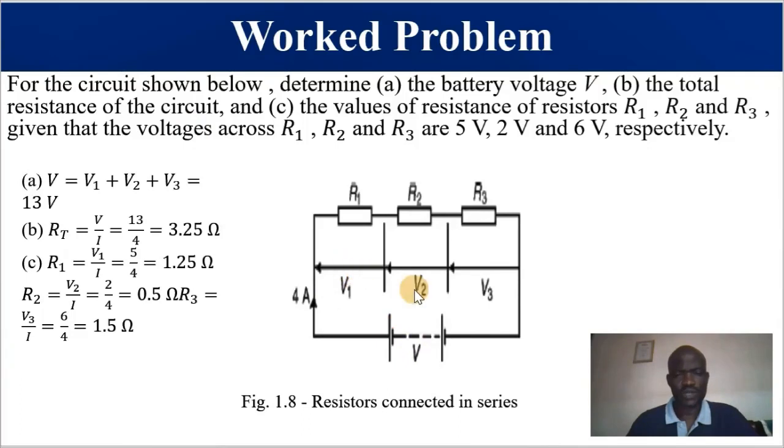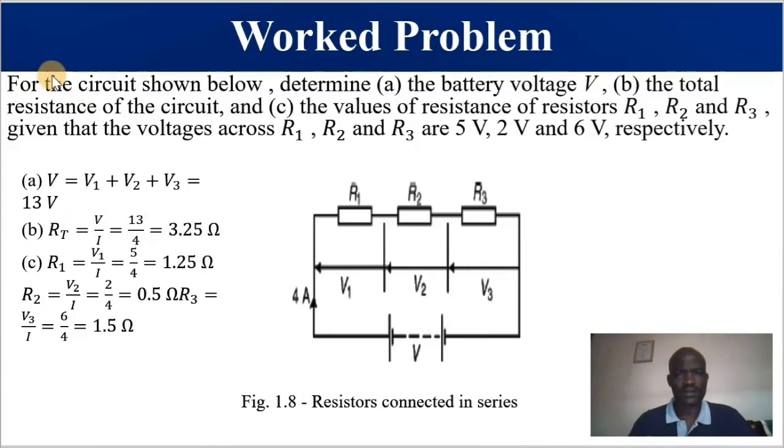V is equal to V1 plus V2 plus V3 as this is the supply voltage, and it is equal to the sum of the potential drops. So if we add the 3 voltages, we get 13 volts. So this is equal to V. So total resistance RT is equal to V divided by I. So we have got voltage divided by current. 13 volts, we are given current as 4 amps, so we divide by 4. This gives us 3.25 ohms. This is our total resistance.